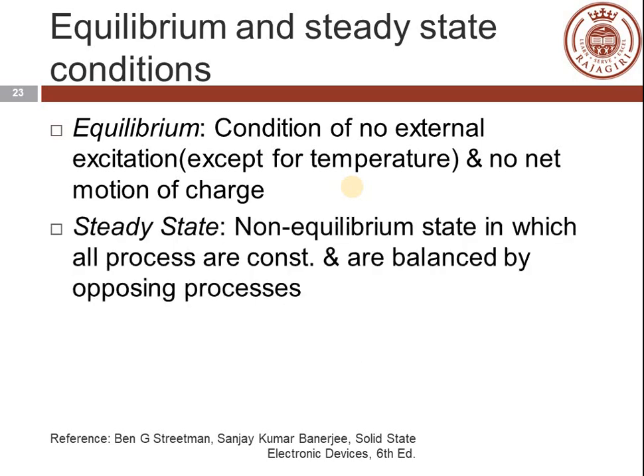Now, steady state means it's a non-equilibrium state in which all processes are constant and are balanced by opposing processes. That means all non-equilibrium states are not steady state. A non-equilibrium state can be steady state if and only if all processes are constant and all processes are balanced by opposing processes. That means if you are having an electron movement, it should be balanced by an opposing hole movement.